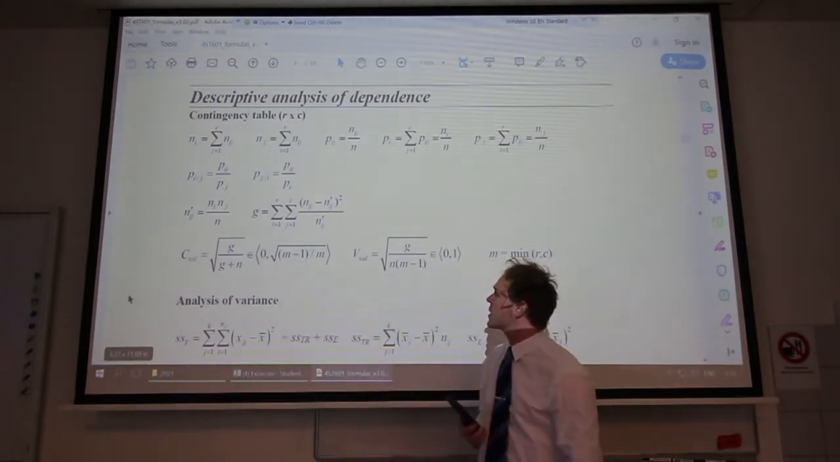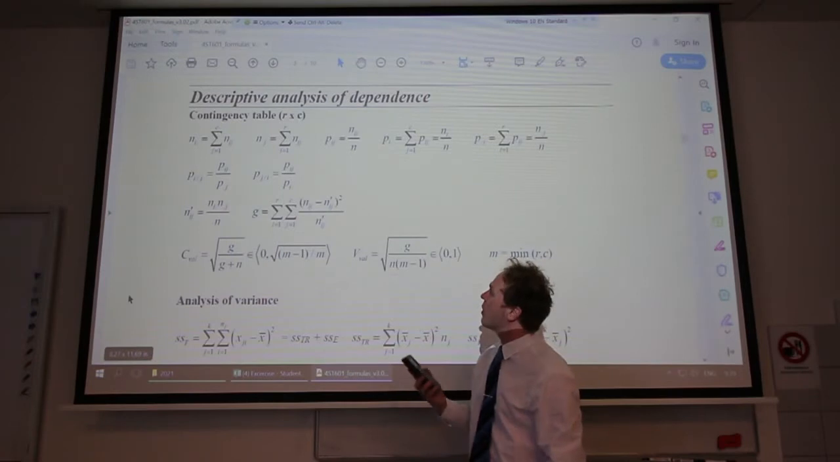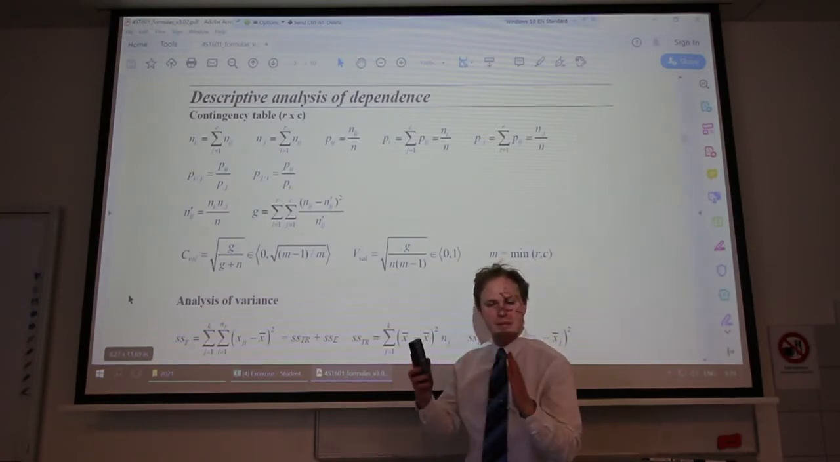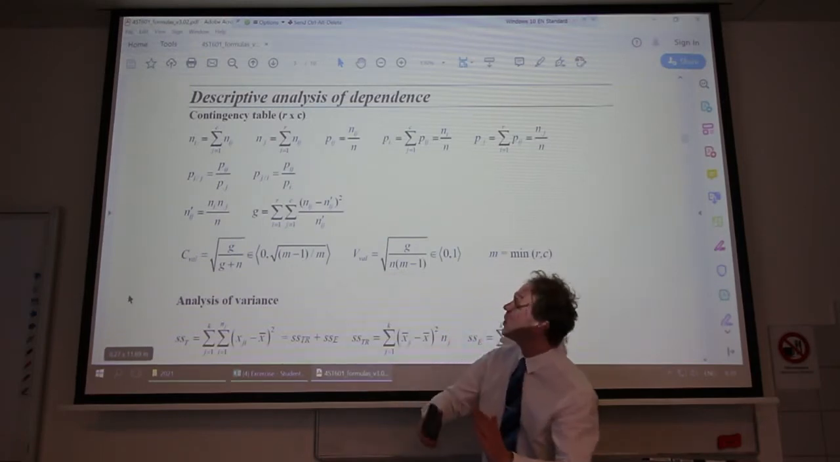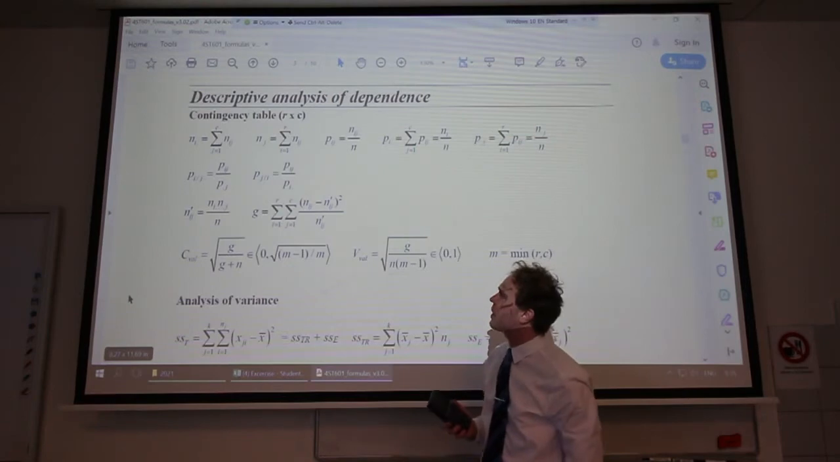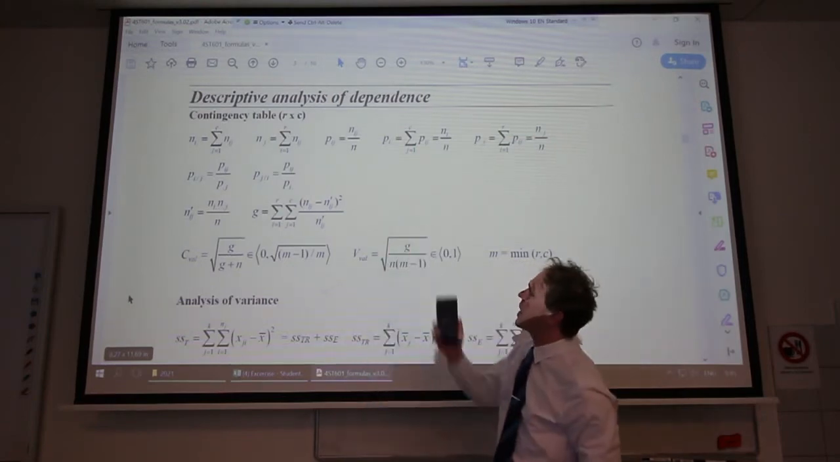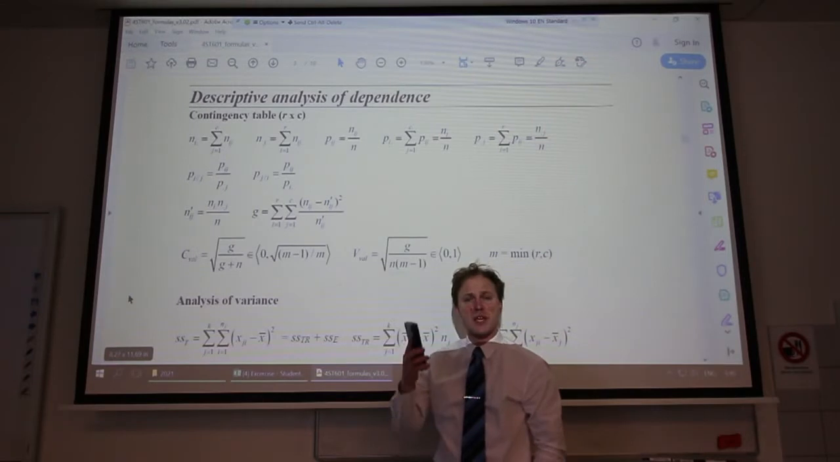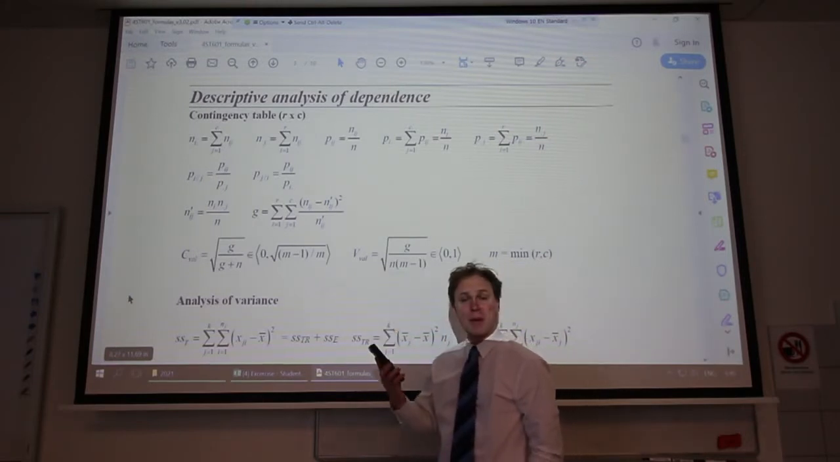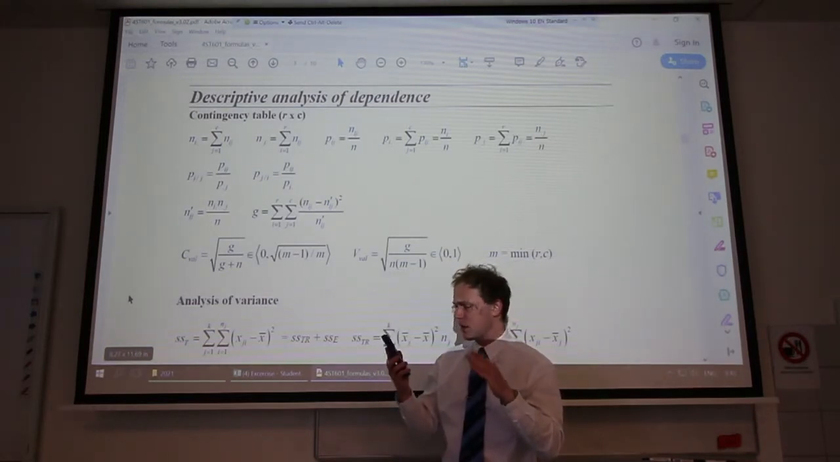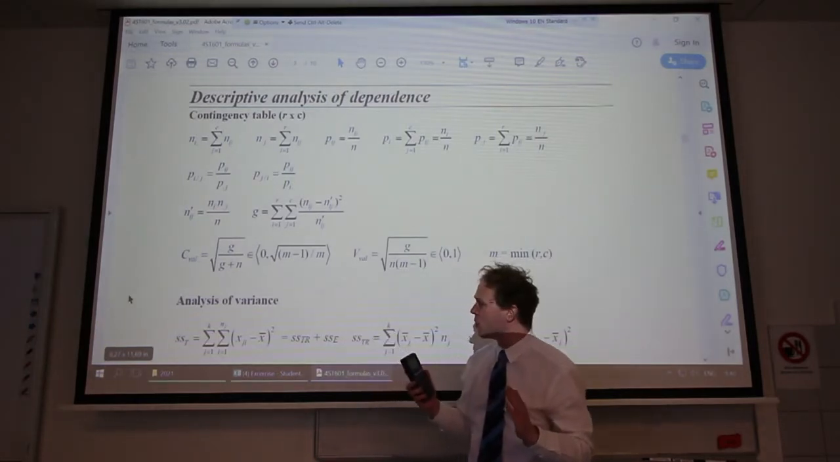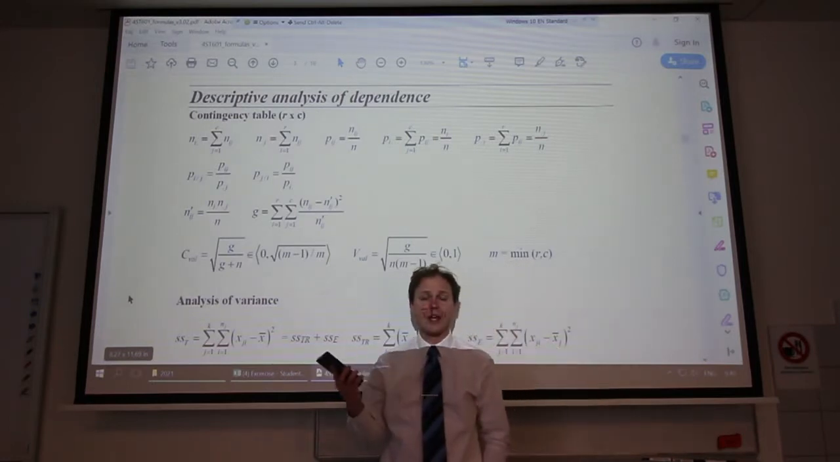Today we'll start with something new. We'll move from descriptive statistics, measures of central tendency and measures of variability, to a different part of descriptive statistics. We'll start with descriptive analysis of dependence. We can observe some dependence or independence between two or more variables. So today we'll start with contingency tables.